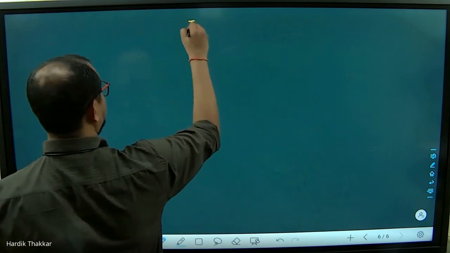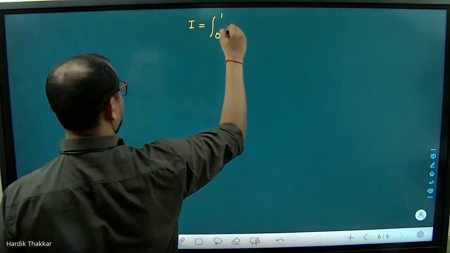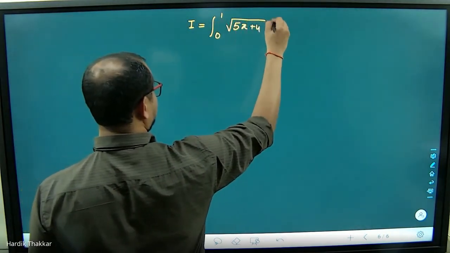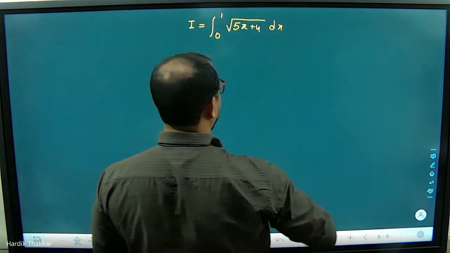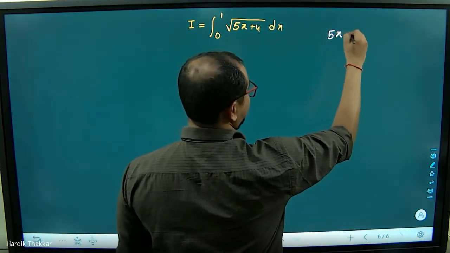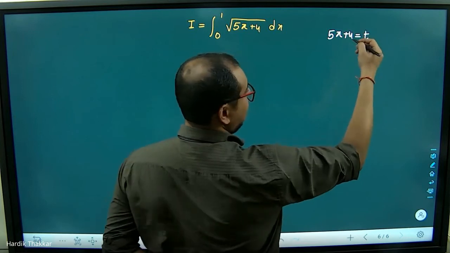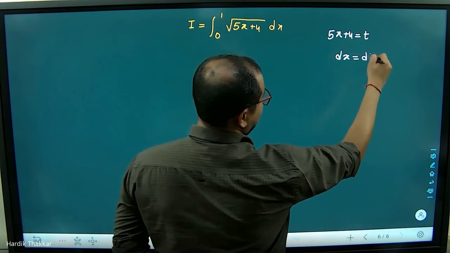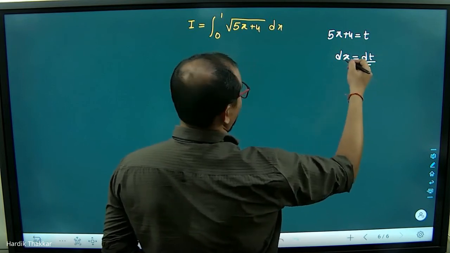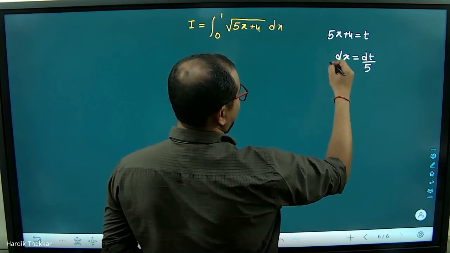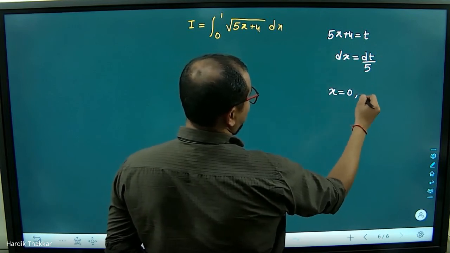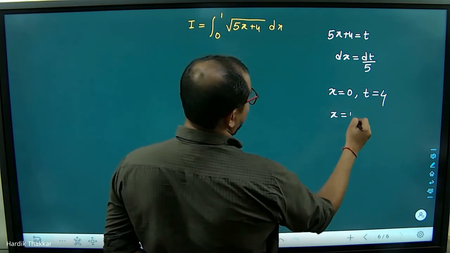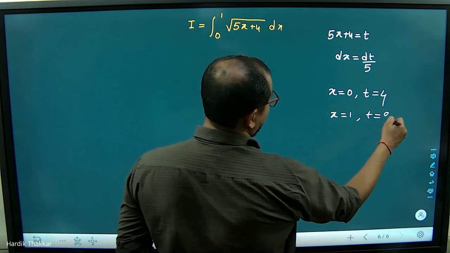It is I is equal to integral 0 to 1 root over 5x plus 4 dx. So we are applying substitution. You are substituting 5x plus 4 is equal to t. Now what you are getting for dx? It is, I think, dt by 5. Now we have to change the limit also. For lower limit, it is x is equal to 0, so we will get t is equal to 4. For upper limit, it is x is equal to 1, and we will get t is equal to 9.